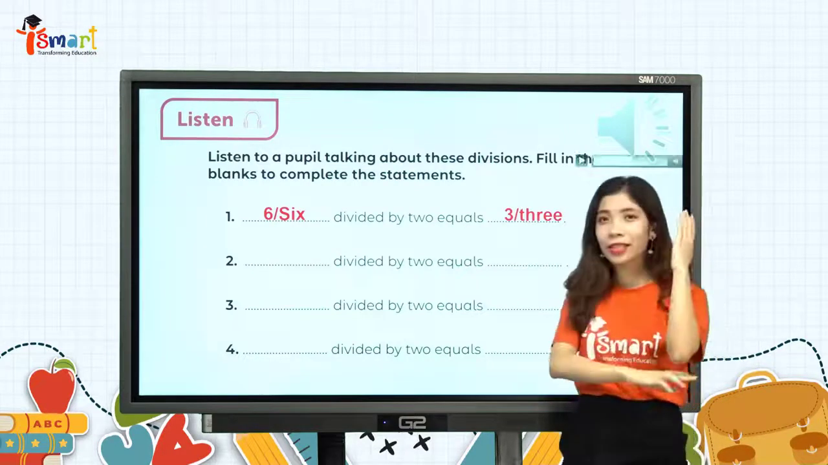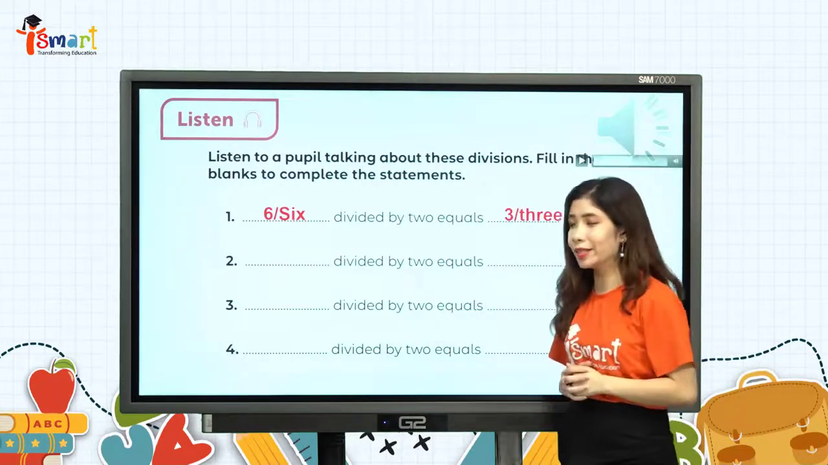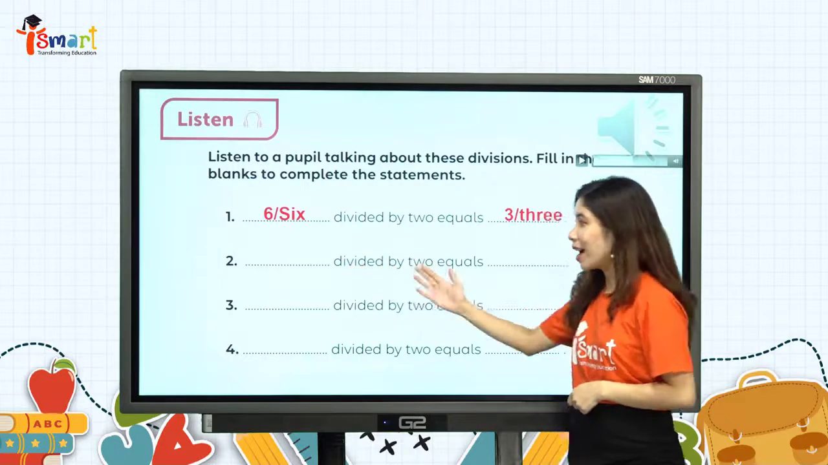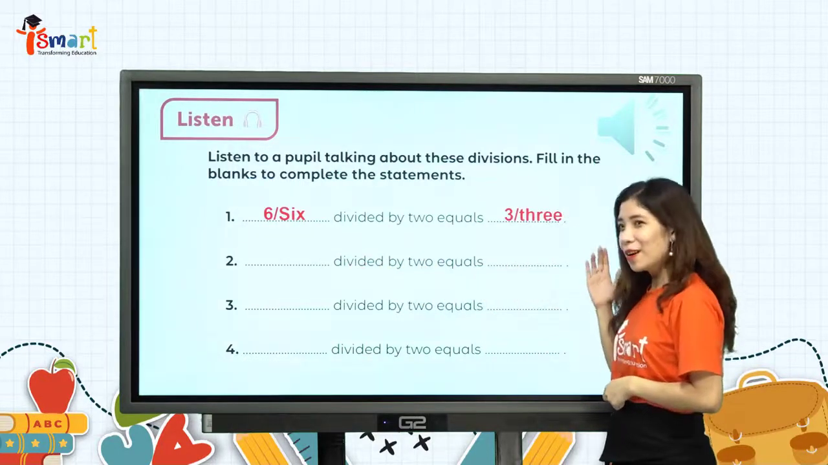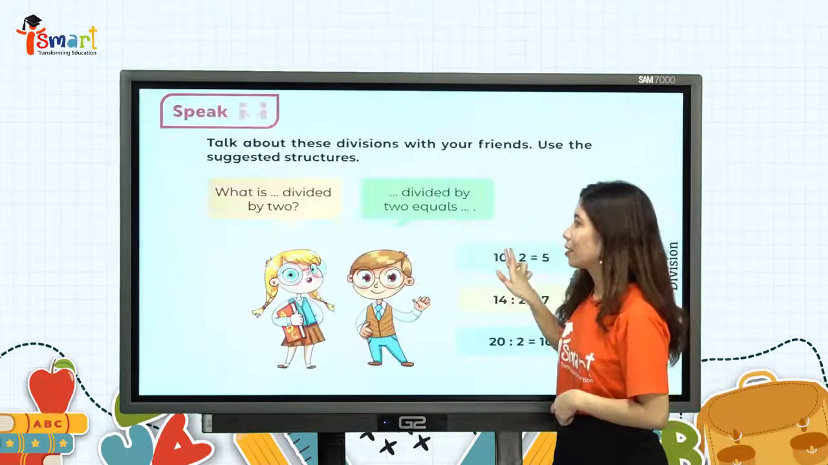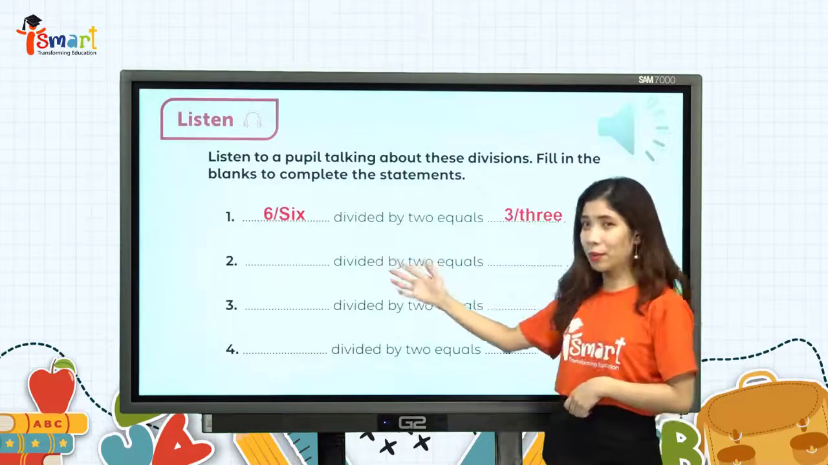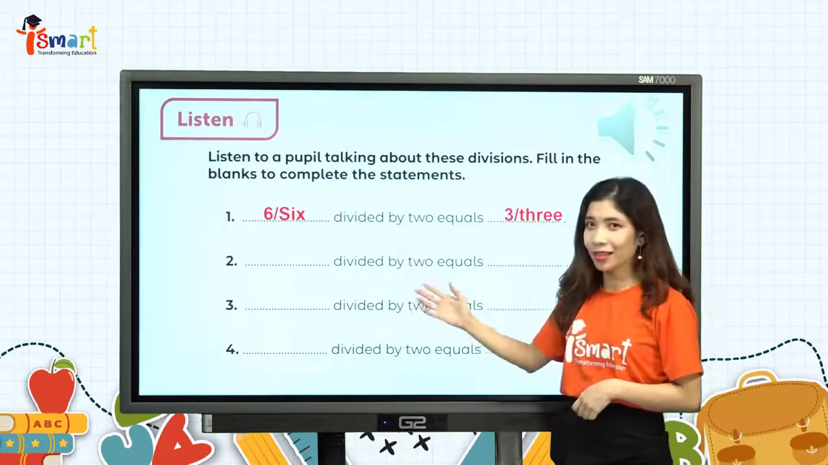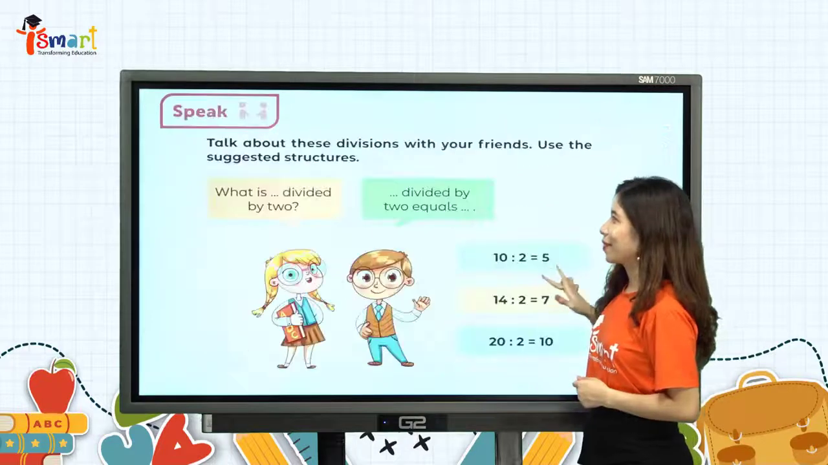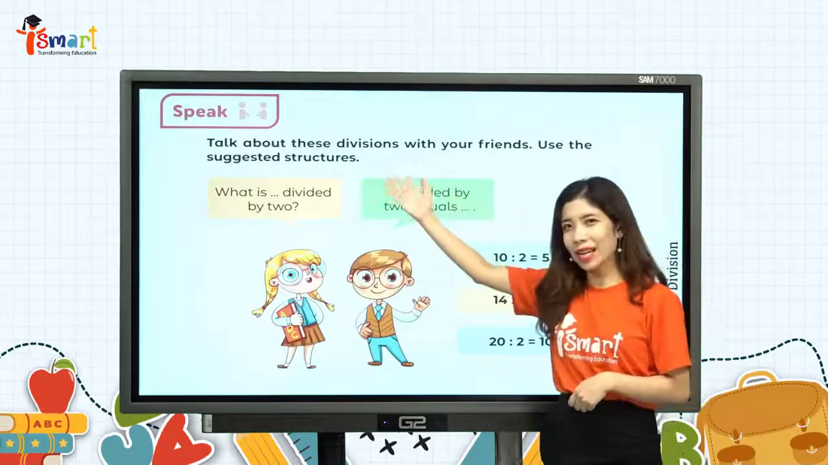So can you repeat? Who can repeat? You please. 8 divided by 2 equals 4. So, okay, so you write the number. Can you do the rest? Alright, so now, go on with speaking section.